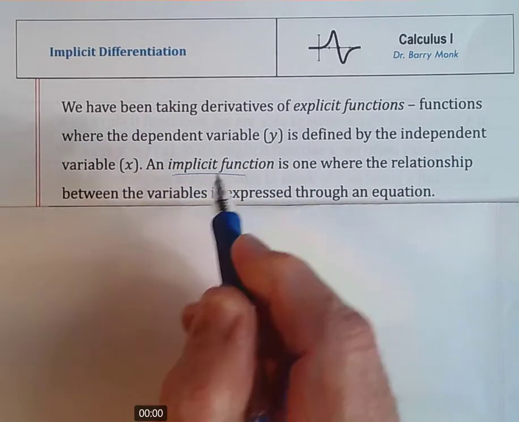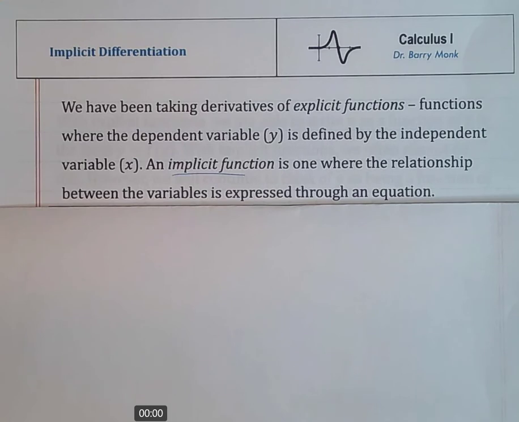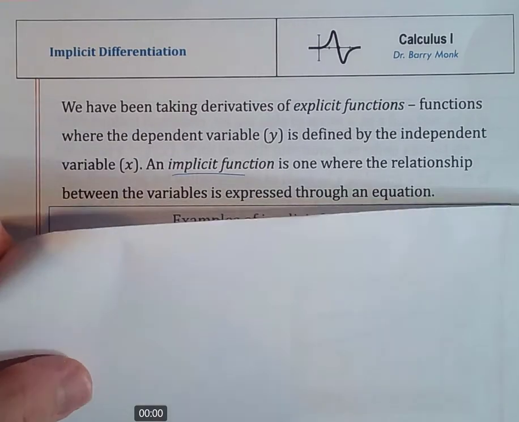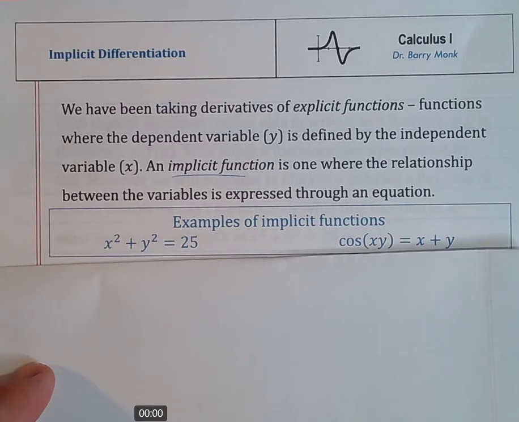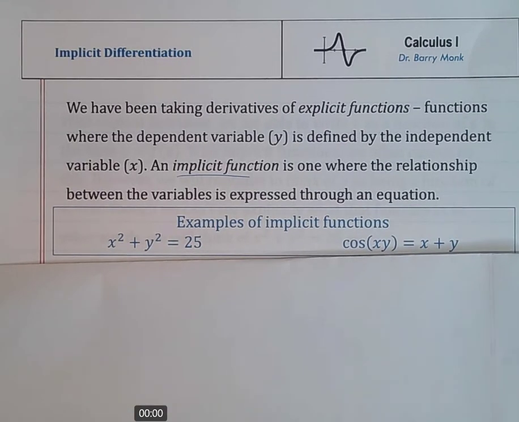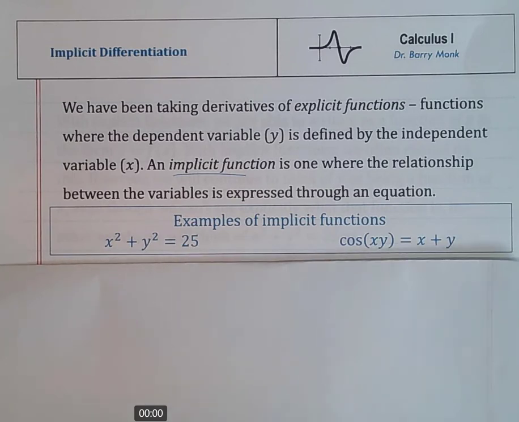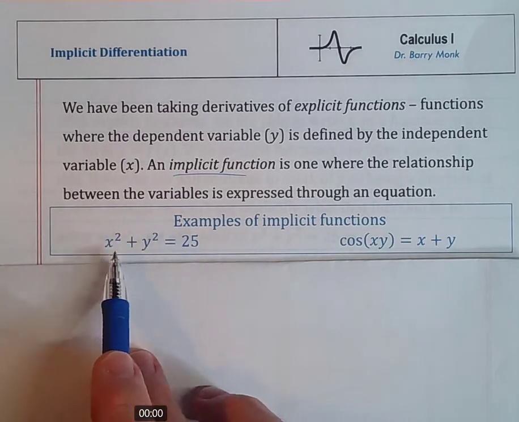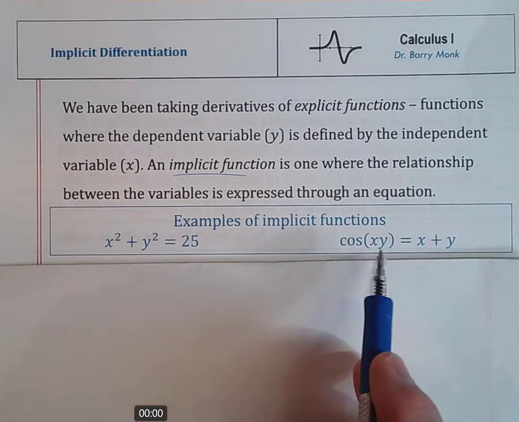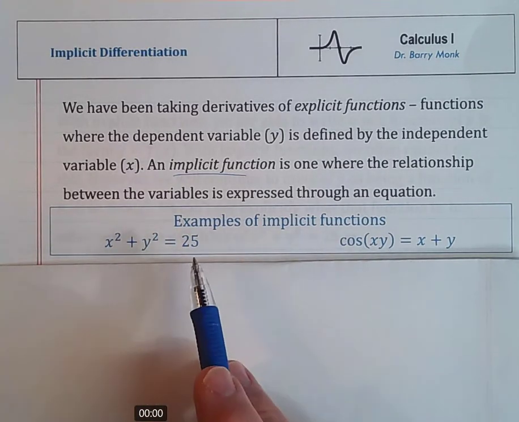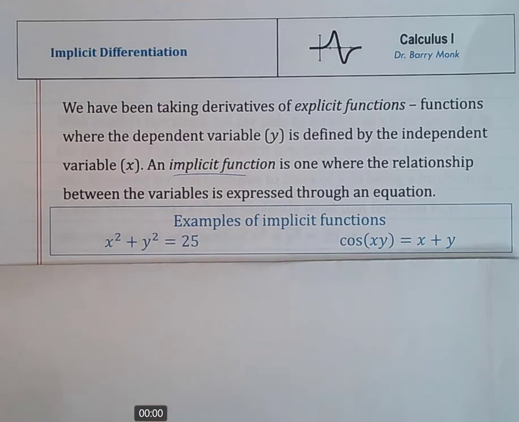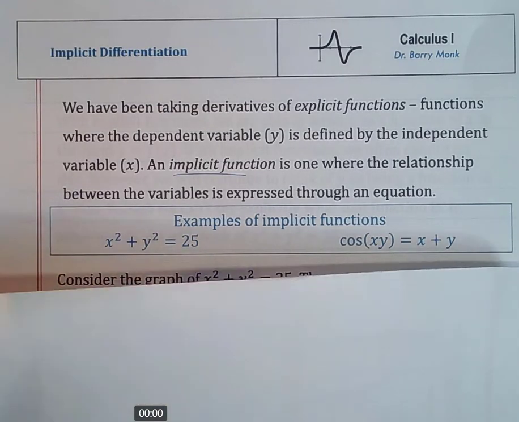An implicit function is one where the relationship between the variables is expressed through an equation. Examples include something like this: x squared plus y squared equals 25, or cosine of xy equals x plus y. And we see here that the relationship between the x and the y in both cases is expressed through an equation. So we call these implicit functions.